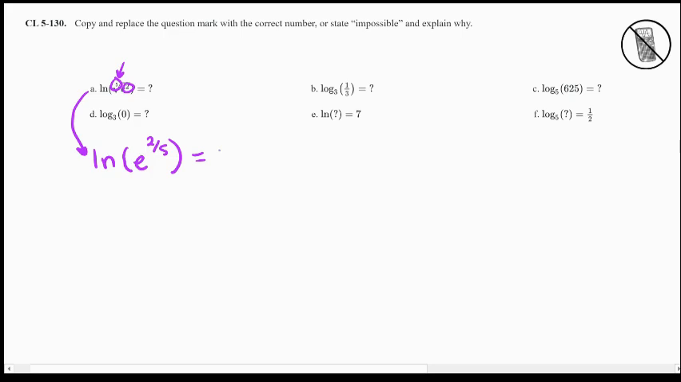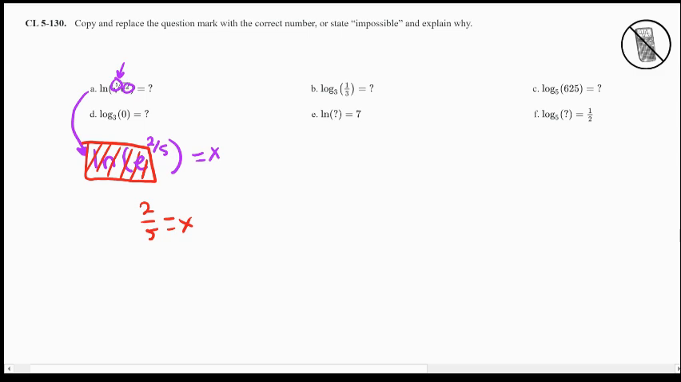And so to figure out what this is equal to, I'm going to go ahead and call this x just to make it a little bit more familiar. Whenever I have the natural log of e, that means that the base of the log and the base of the exponent are the same, and therefore they cancel out and leave me with just 2/5. So for this first one, it's just 2/5.